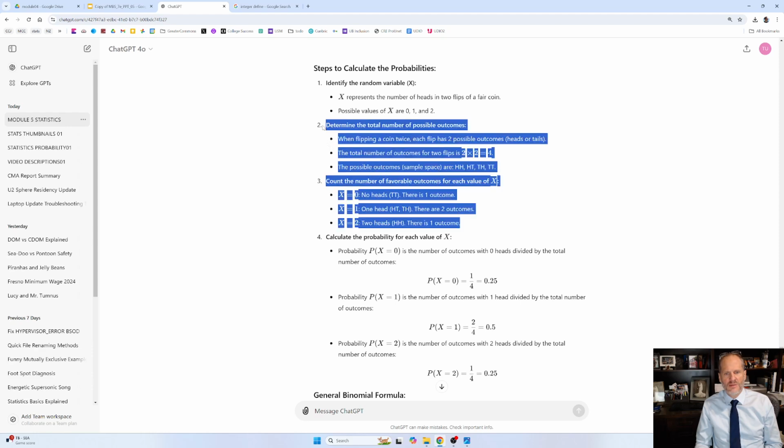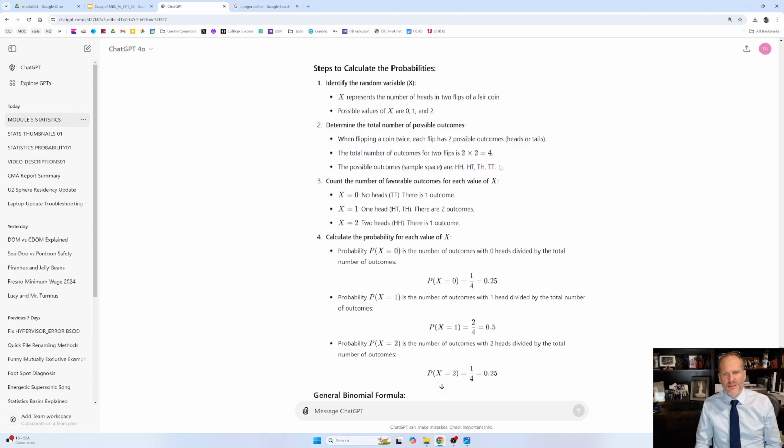We did it intuitively right here, where he said, what's our sample space for every possible outcome? So with 2 flips, we could get heads, heads. We could get heads, tails. We could get tails, heads. We could get tails, tails. And count the number of favorable outcomes for each value of x.